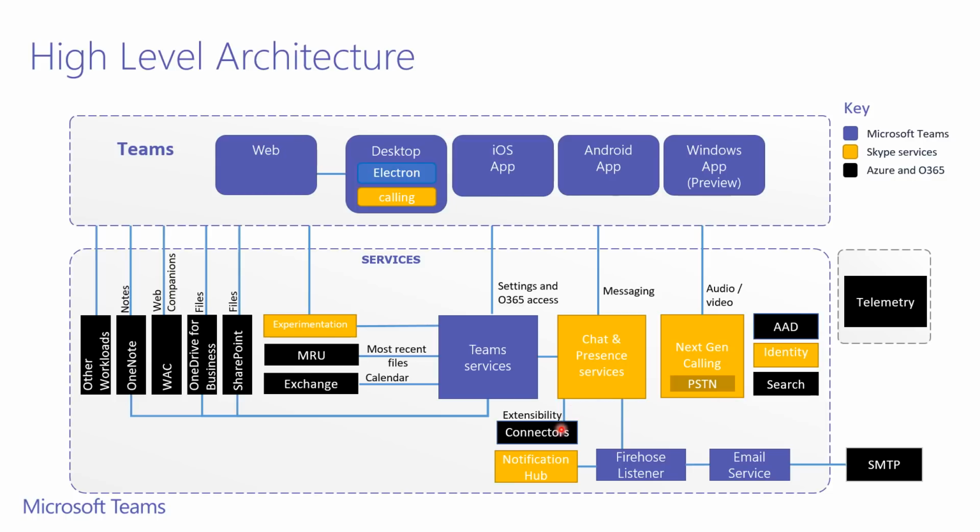We have the ability to extend Teams with our connectors. In our backend service here, we have a component called our Firehose listener, which is responsible for sending information into our notification hubs, as well as being able to push information through our email service via SMTP, which we typically will utilize for mail notifications. But the Firehose listener can also be used for e-discovery components, something that we can discuss in a much deeper session when we look at e-discovery and compliance.